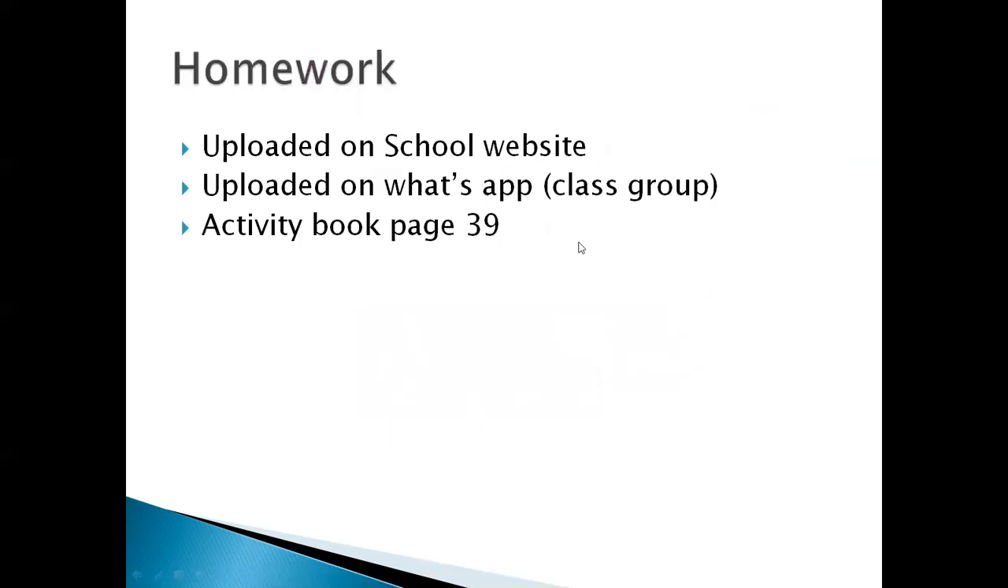Okay. Page number 39 is your homework. Complete your homework from the activity book.